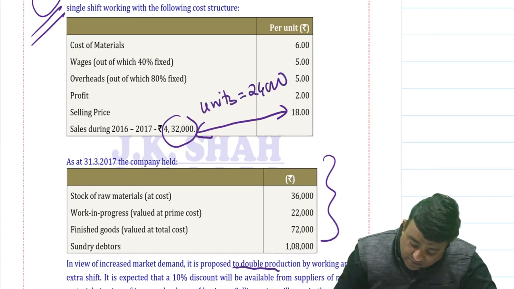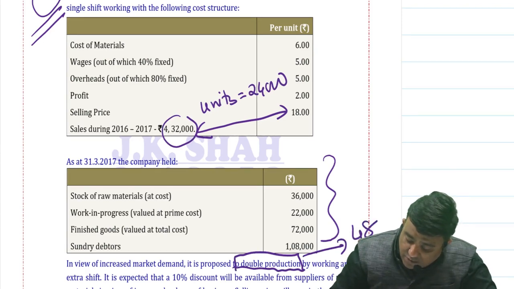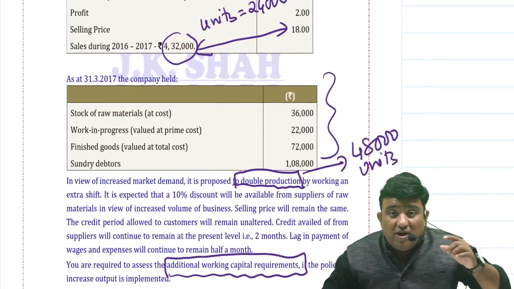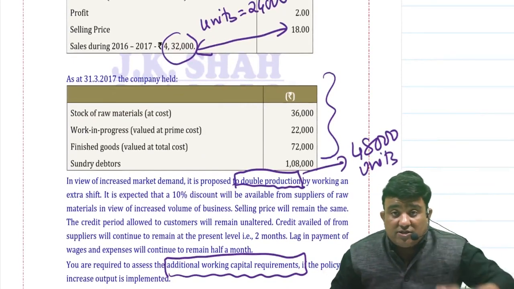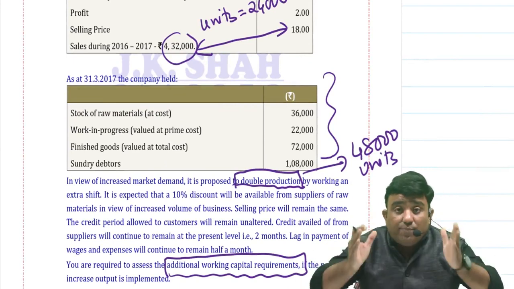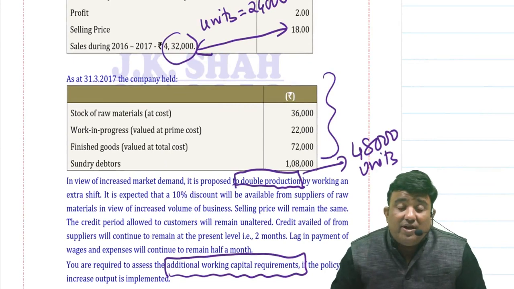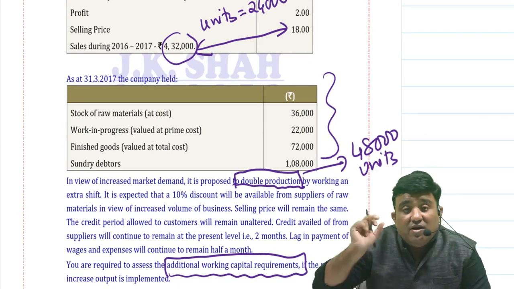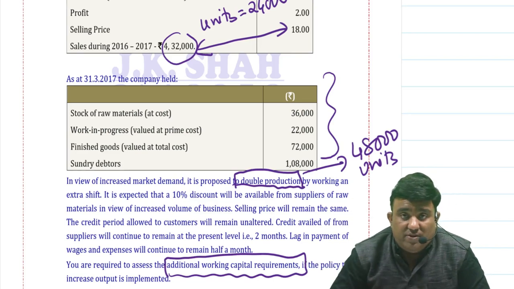And in double shift, student, you are planning for double production. So in double shift, your number of units will be 48,000 units. So you need to prepare your statement two times. One with 24,000 units for single shift. Number two for 48,000 units for double shift. Compute separate working capital requirements, and the difference of single shift and double shift working capital will be your additional working capital requirement. Clear everyone?